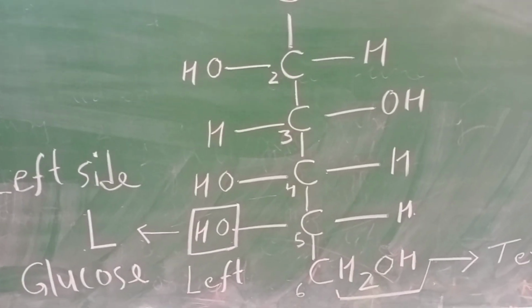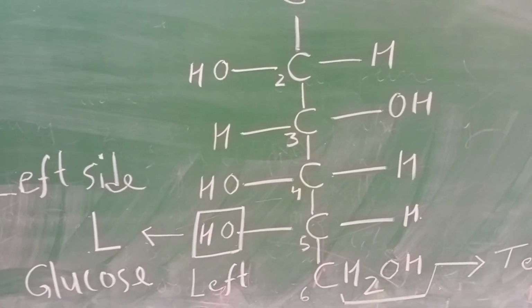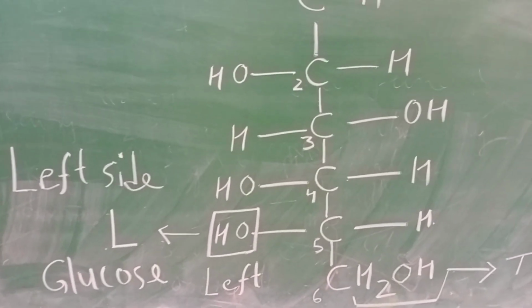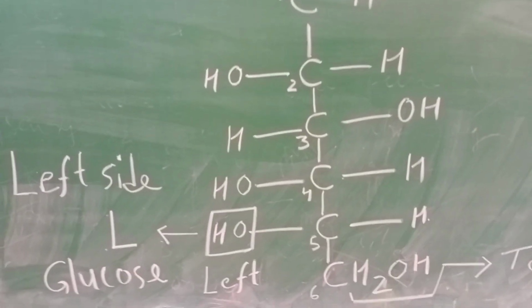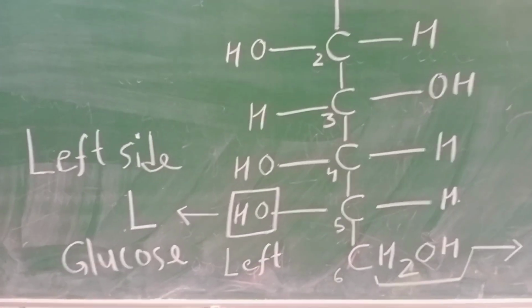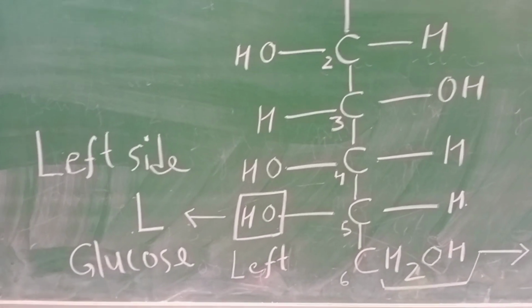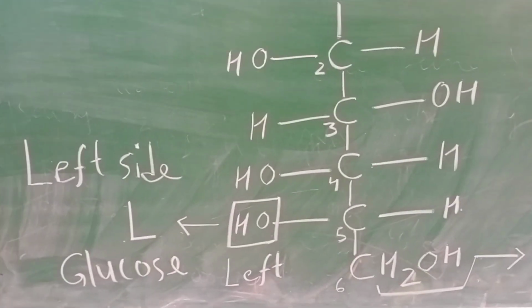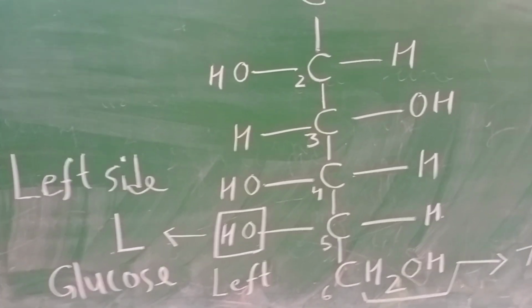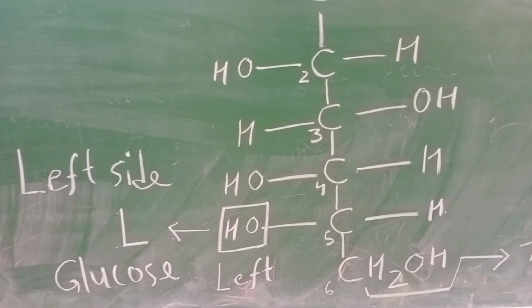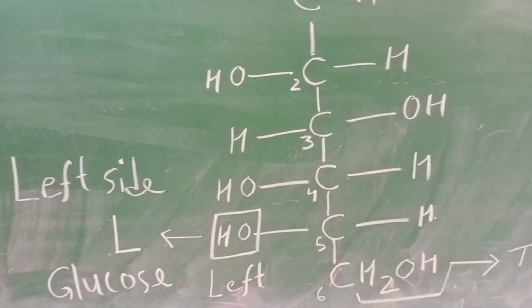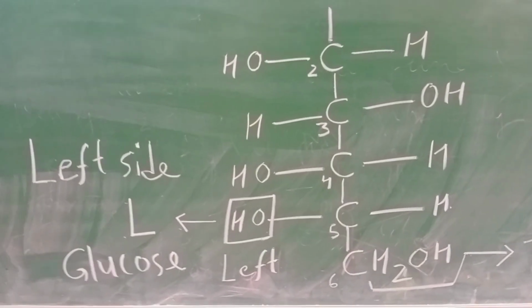Here, as you can see, at the 5th carbon atom, that is the carbon atom adjacent to the terminal carbon atom, the hydroxy group or the OH group is present on the left side. Hence, this particular glucose molecule exists in L isoform, or it is called L glucose. This is the capital L, not the small l. As I'm repeating, the hydroxy group in structure A is present on the left side, and hence this molecule is said to be L glucose.